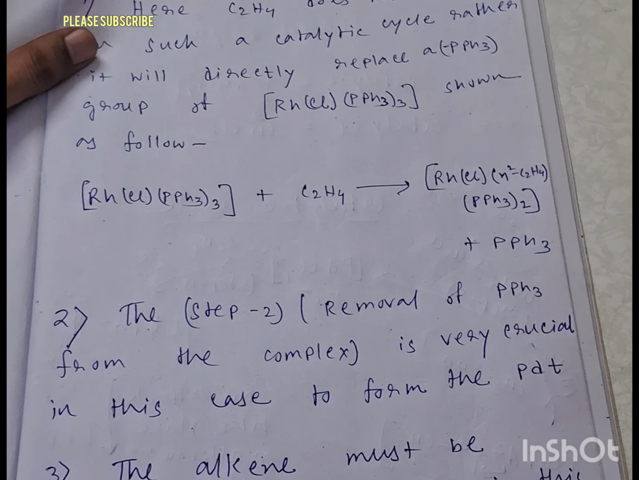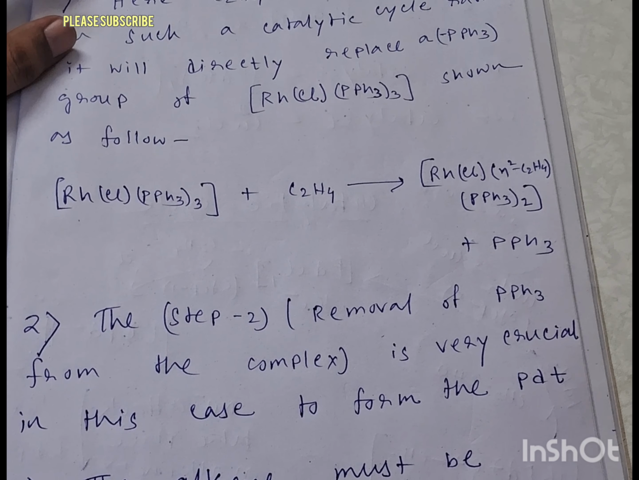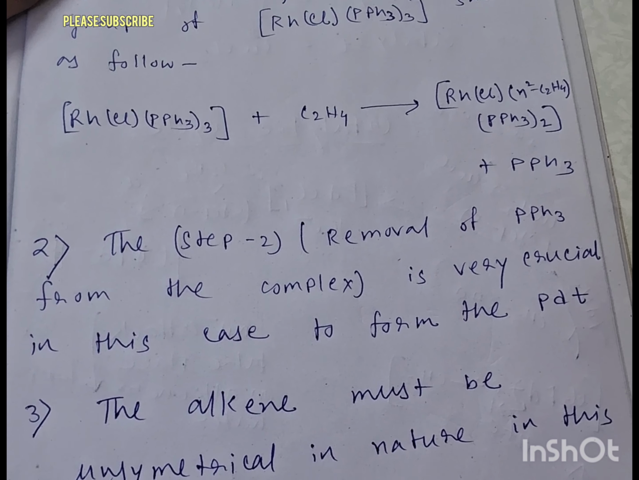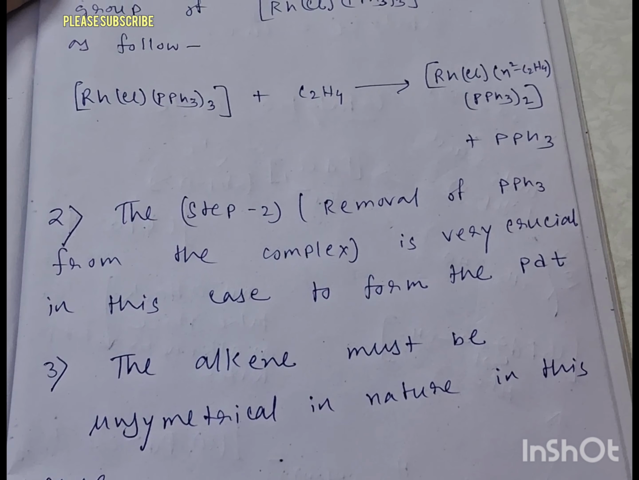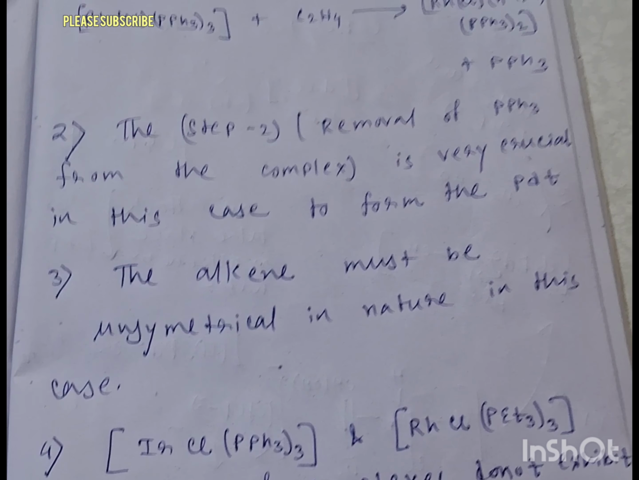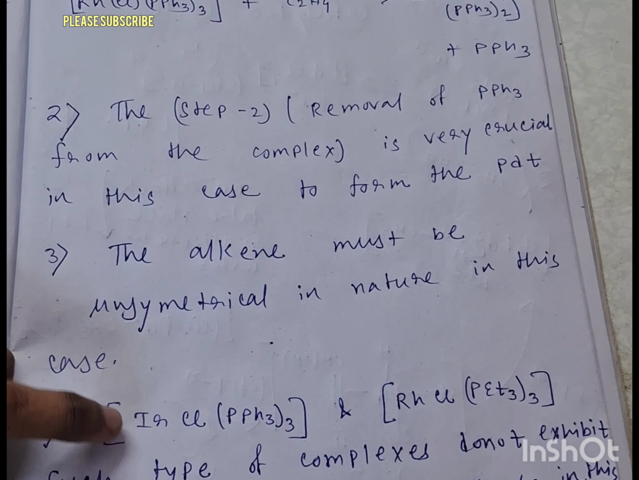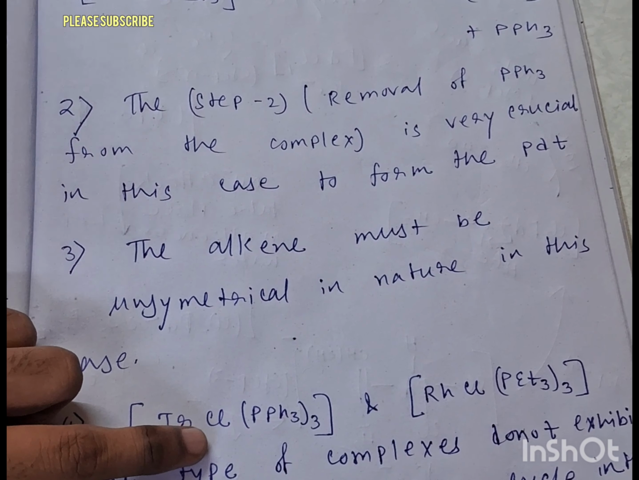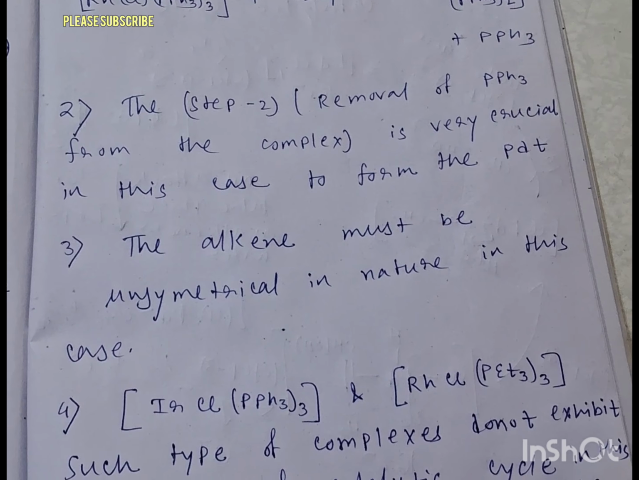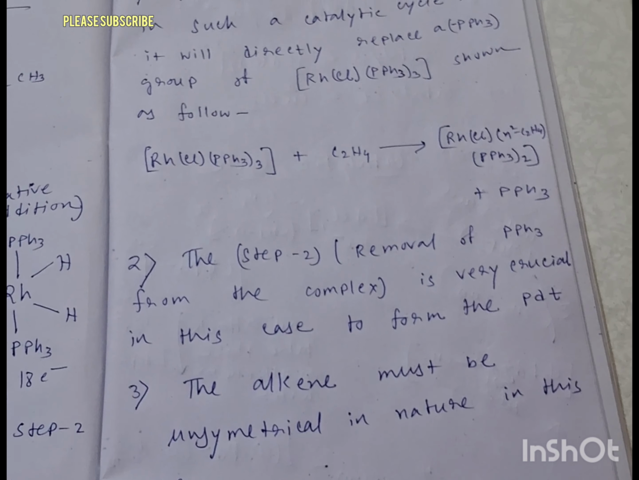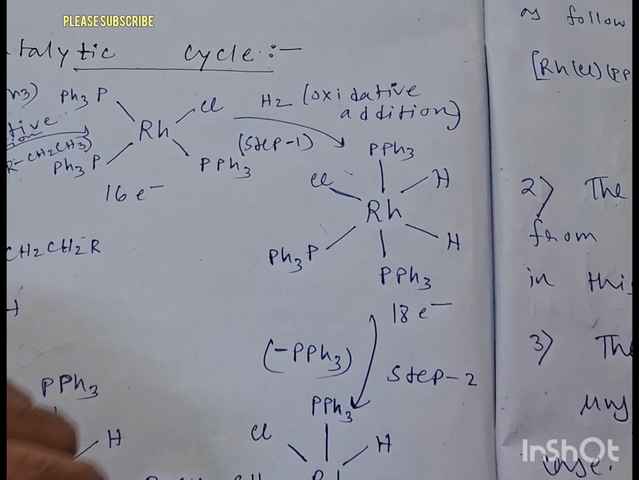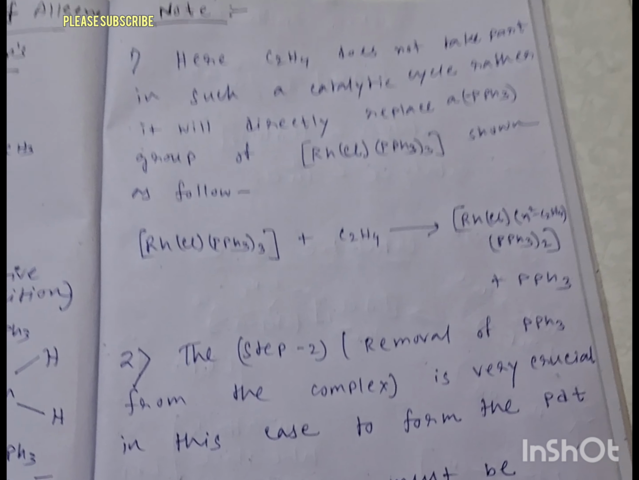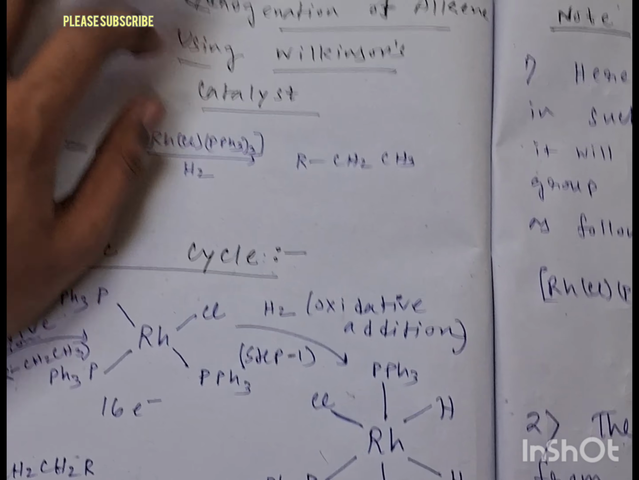And the second point, the removal of triphenyl phosphine from the complex is very important here, which I have already told you. And the third, the alkene must be unsymmetrical in this case, and at the end, these two complexes cannot show such type of catalytic activity, because for both of them the removal of PPh3 or PEt3 does not take place, and since the second step is not favorable for them, hence such type of catalytic activity is not possible.